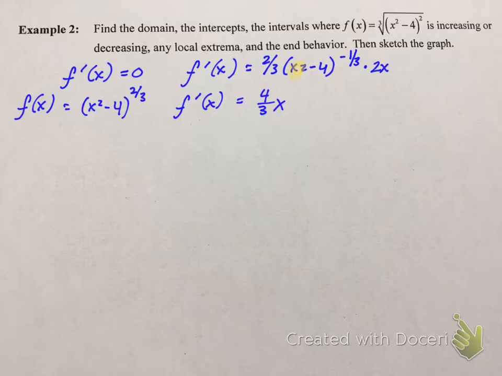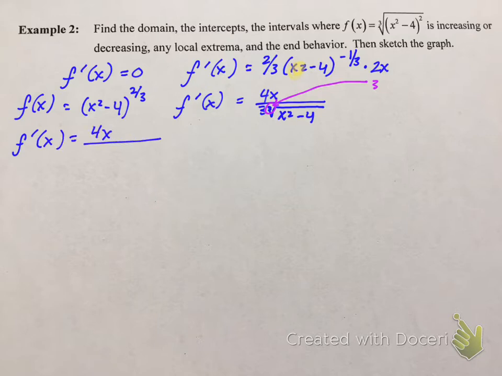And you could actually write it up like this. Let's put the 4x on top. And then 3 times the cube root of x squared minus 4. I'm just going to make sure that we know that this is a cube root. Okay, so I found the derivative, and just so it's a little bit more clear, I'm going to go ahead and rewrite it as 4x over 3 times the cube root of x squared minus 4.